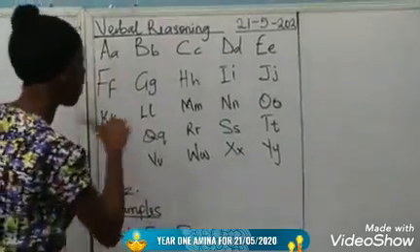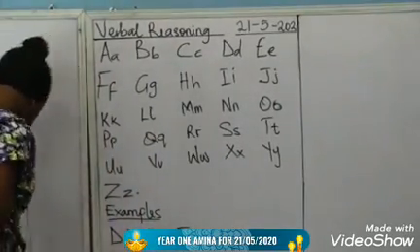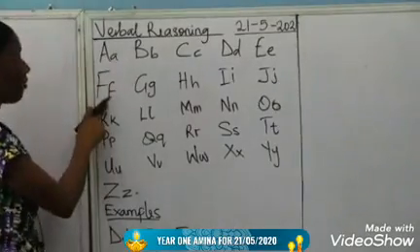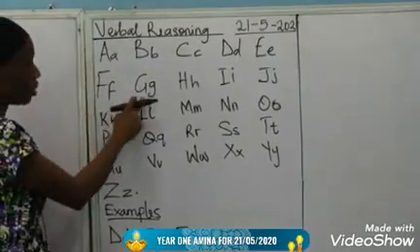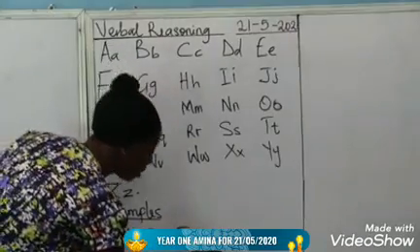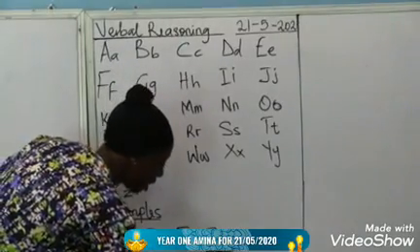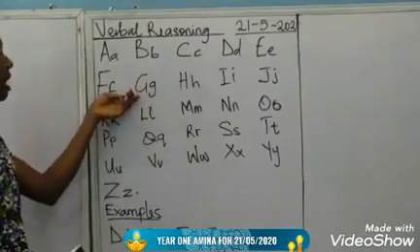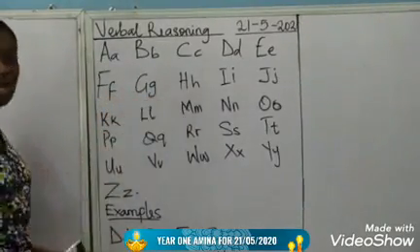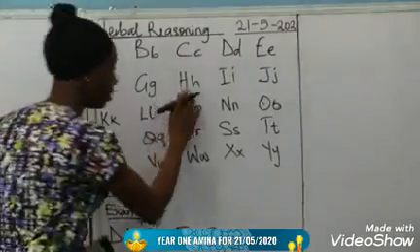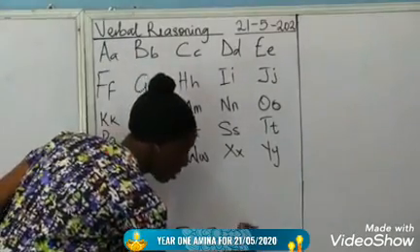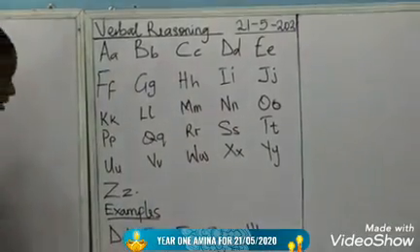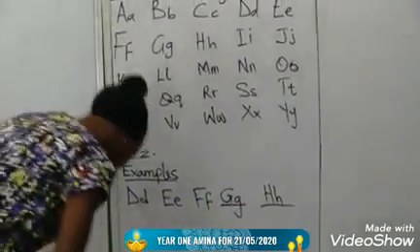Now, check your ABCD. After your F, which letter comes? Is your G. So that means you write your capital G and your small letter G. After your capital G and small letter G, which letter comes next? Is your H. That means you write your capital letter H and your small letter H. Hope you understand.